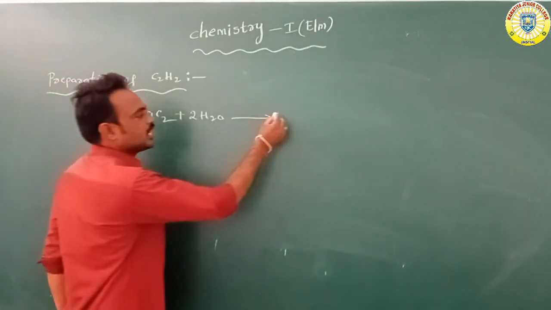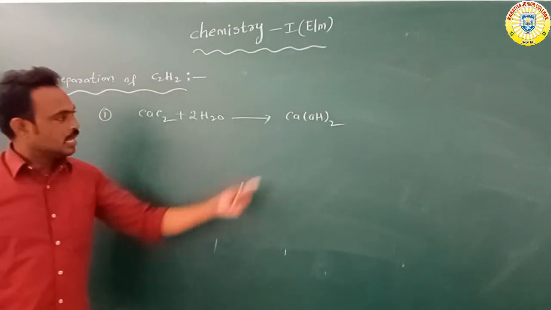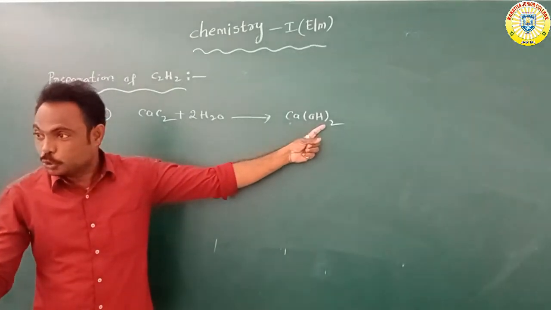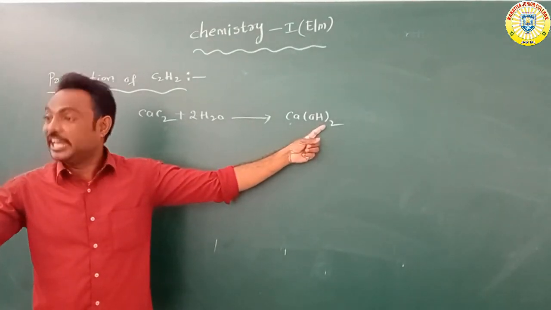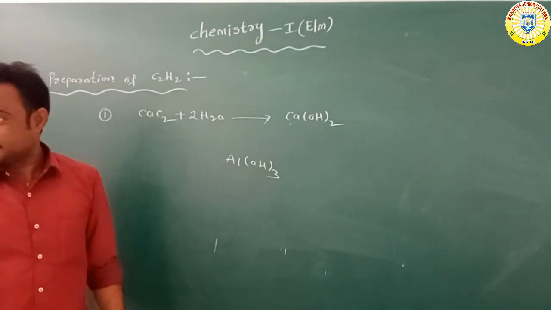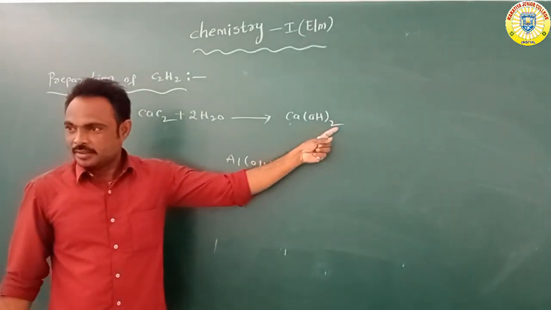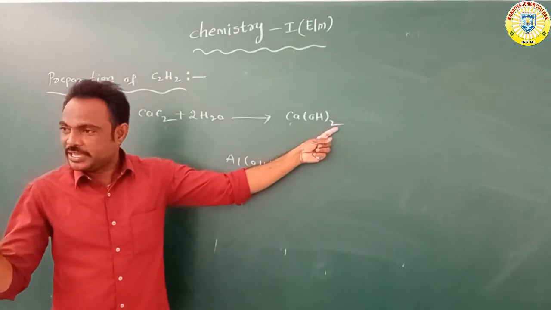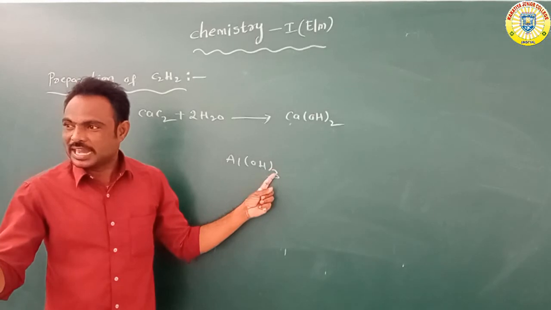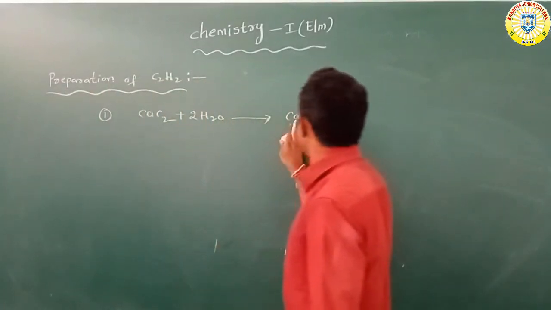To form in the reaction, Ca(OH) taken twice. Twice means two. Thrice means three. Suppose Al(OH) taken thrice. Twice, thrice, it is clear. Okay, two means twice, three means thrice. So, what is the formula of calcium hydroxide?